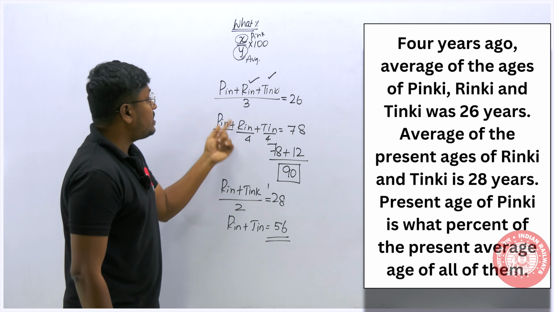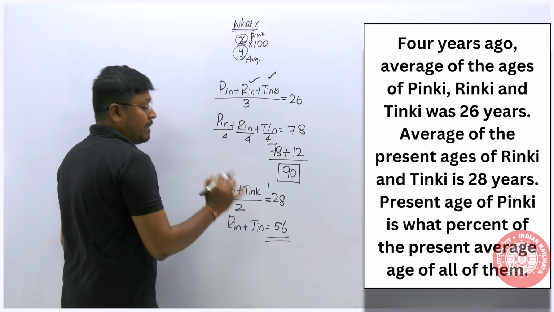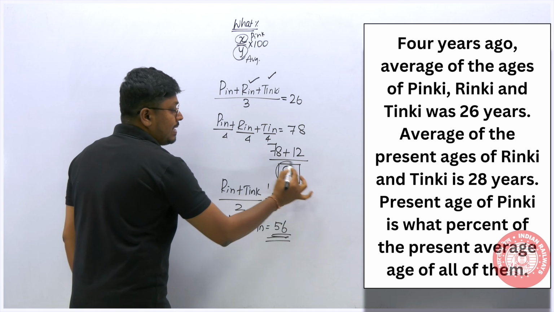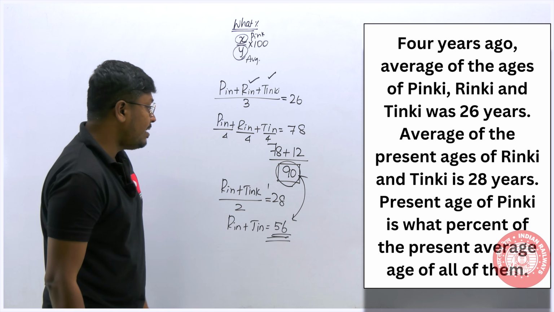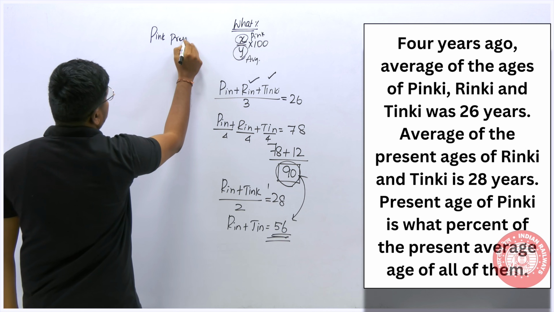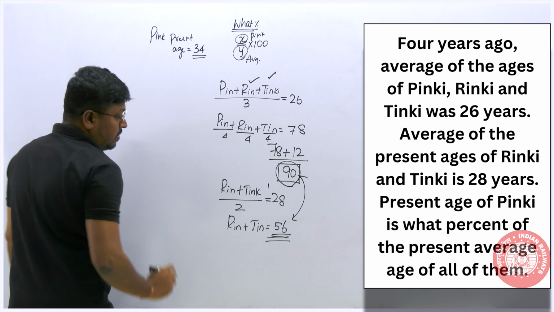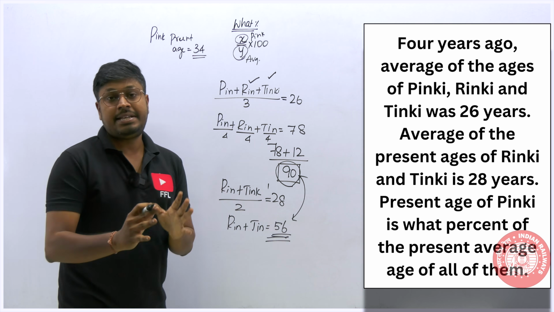The sum of the present age of all the 3 is how much? 90. So now it is easy to find Pinky. Why? Because we know Rinky and Tinky is 56 and the total of all the 3 is 90. When you subtract these 2 values, the result will be 34. So we can say Pinky's present age is 34. So friends, understood or not, right? 90 minus 56 will be 34. That is Pinky's present age.